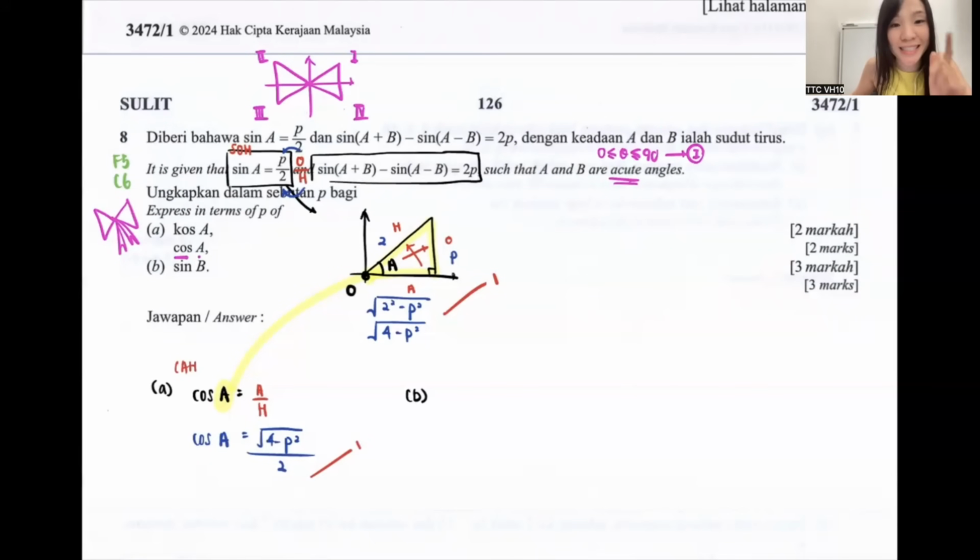B, what do I find? Do I find sine B? How do I find sine B? Actually, look at the whole question. The only place that has B is this equation. So I don't think you have another choice but to use this equation. So how do you guys use this equation to find your sine B answer, my dear?